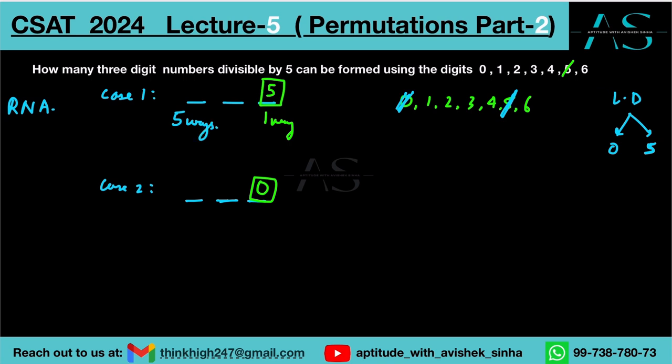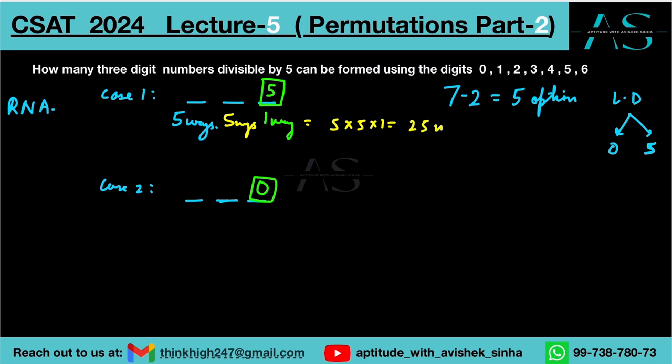Now 0 can be placed in any of the positions. Now let's see how many options we had earlier. 7. Out of these 7 options, 2 we have used to fill the first and the last spot. So minus 2. How many options are we left with? 5 options. Because understand, we have used the 5 and any one of these numbers. So we have used 2 numbers. We have got 5 left. So the next chair can be filled in 5 ways. The answer is 5 into 5 into 1, which is 25 numbers.